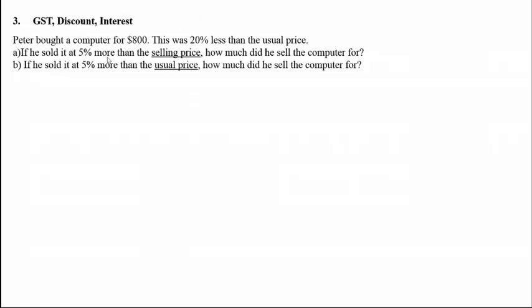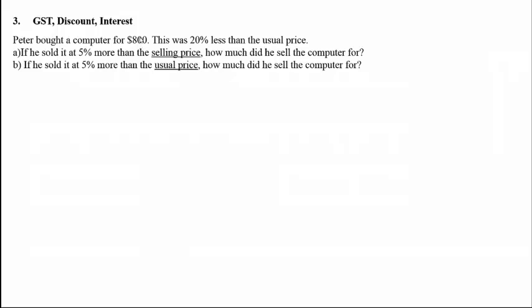So Peter bought a computer for $800. This was 20% less than the usual price. So we have two types of prices here. We have $800, which he bought the computer for. This is called a selling price, because this is the price that the shop sold him. So this $800 is the selling price.